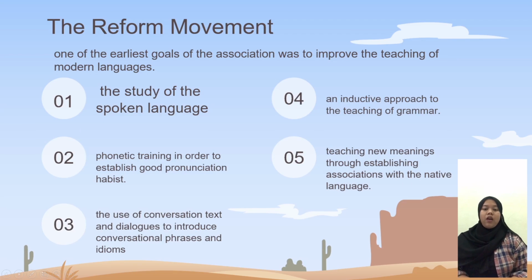The Reform Movement. One of the earliest goals of the reformers was to improve the teaching of modern languages. 1. The study of spoken language. 2. Phonetic training in order to establish good pronunciation habits. 3. The use of conversations, texts, and dialogues to introduce conversational phrases and idioms. 4. An inductive approach to the teaching of grammar. And the last, teaching new meanings by establishing associations within the target language rather than the native language.